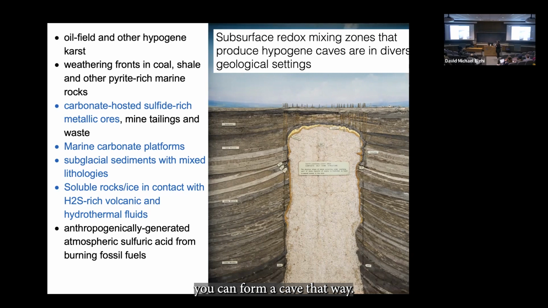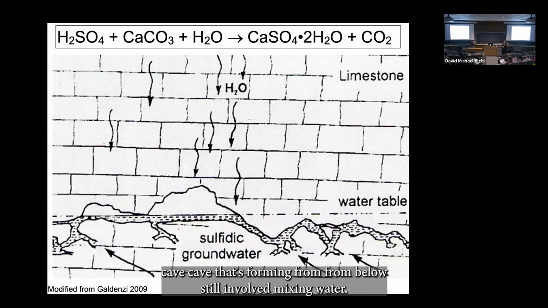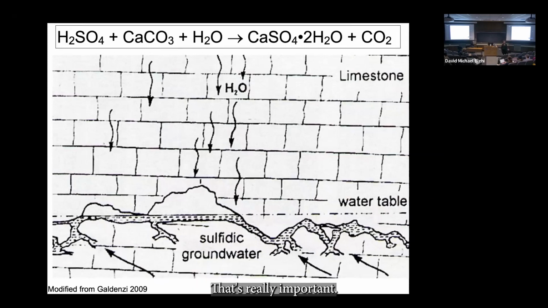Yeah, there's a couple of other ways to do it. We didn't talk about ice caves yet, but we will. But here's a kind of a classic example of a hypogene cave, a cave that's forming from below, still involves mixing water. That's really important.